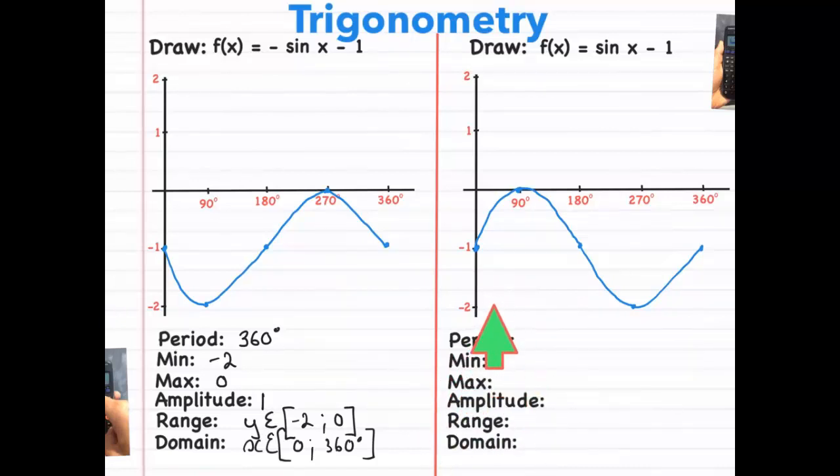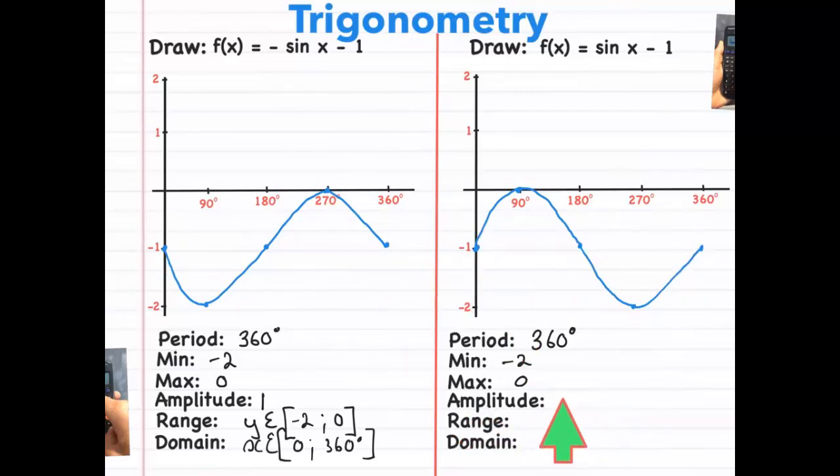So what's the period of this graph? Well, it is a sine graph, so the period is always 360 degrees because it takes 360 degrees for an entire cycle to complete itself. What's the minimum value? Well, this is the lowest point. It's a -2. So let me write that in. There we go. What is our highest point? Well, it's right up there, which is also a 0. Similar to the previous graph, but the one is just negative and the other one is just positive.